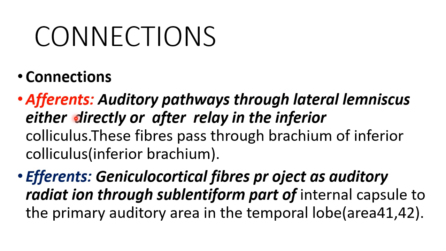The connections: the afferent connections, the input fibers, are from auditory pathways through the lateral lemniscus, either directly or after relay in the inferior colliculus. These fibers pass through the brachium of the inferior colliculus. Then the efferent fibers, the output geniculocortical fibers, project as auditory radiation through the sublentiform part of the internal capsule to the primary auditory area in the temporal lobe, that is areas 41 and 42.